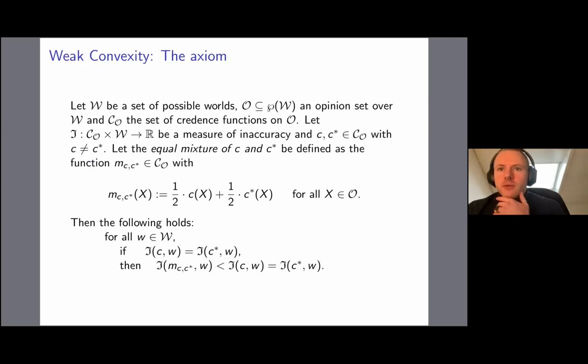All right, let's start with weak convexity. The axiom says something about what Joyce calls the equal mixture of two credence functions. And the equal mixture of two credence functions simply assigns to every proposition the arithmetic mean of the credences that the two credence functions assign to that proposition. And weak convexity says the following. If we consider two equally accurate credence functions, then their equal mixture will always be strictly more accurate. This is what weak convexity says, and it's simply the definition of strict convexity. So calling it weak convexity is kind of a misnomer, but it's straightforwardly just the definition of strict convexity.